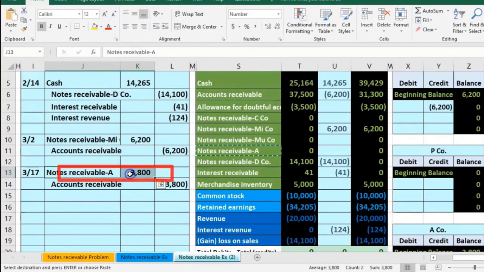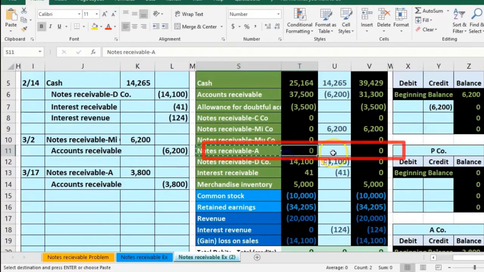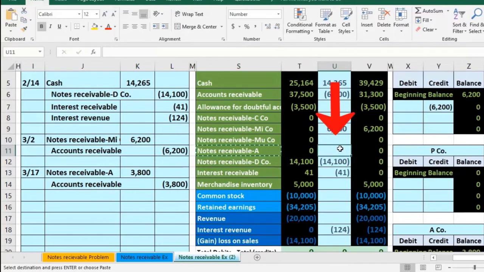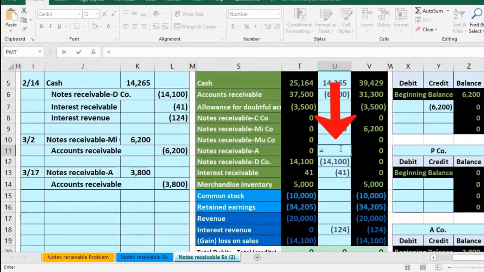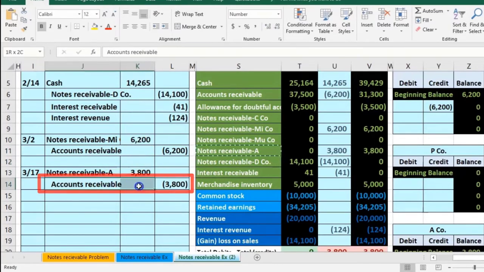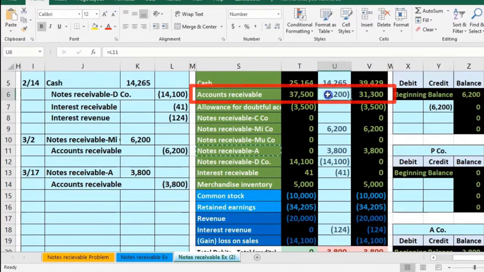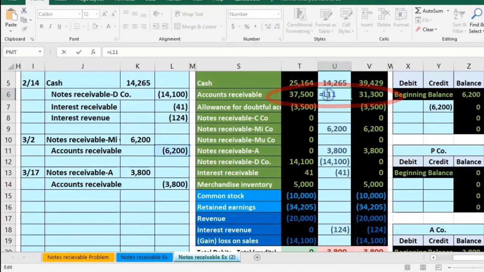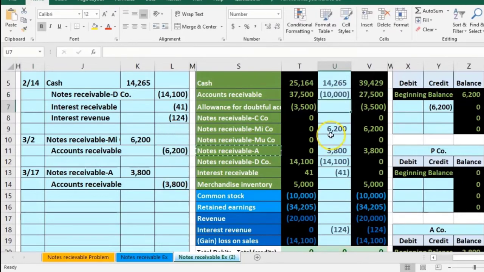Here's the note receivable. We're going to post that out here. We're going to be in U11. So within U11, we're going to say equals and point to that 3,800 and enter. And then in the accounts receivable here, that's going to be up in U6. There's something in it. Therefore, we will double click on it, go to the end of it, say plus, then point to that accounts receivable and enter. Bring the balance down to 27,500.